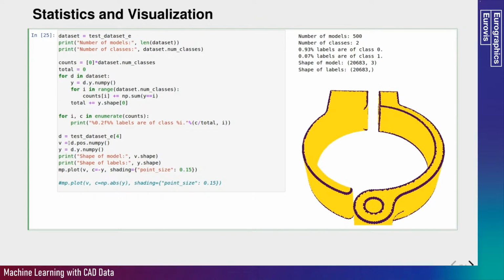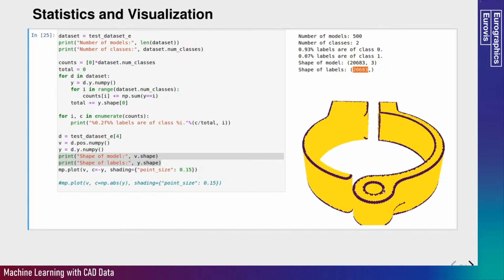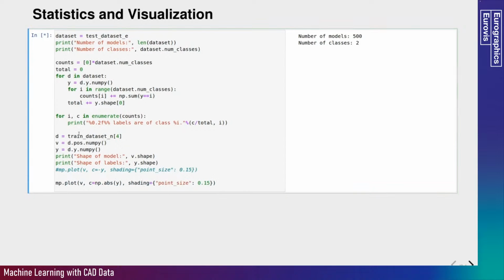What we get next here are the shapes of our models. So for example, this model here contains roughly 20,000 vertices, and the labels for sure are also then one label per point or per vertex. If we look into an example of the training data set, the training data set for the normals, the same model, we can also plot this and see how this looks like.